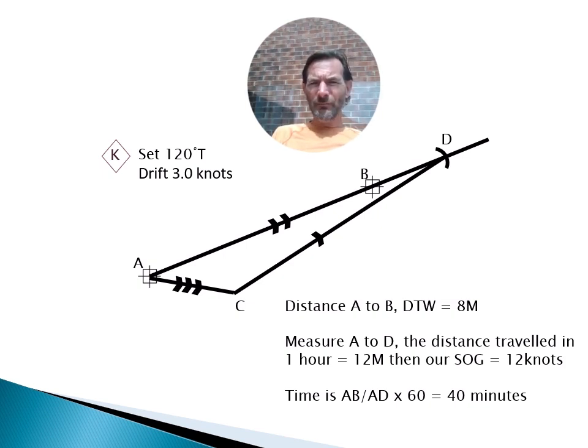And that gives us the time to get to point B as the distance to the waypoint divided by our speed over the ground, which is 8 miles divided by 12 knots multiplied by 60, and that gives us 40 minutes.